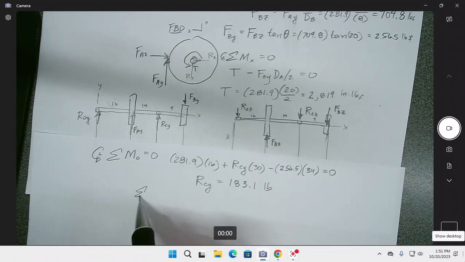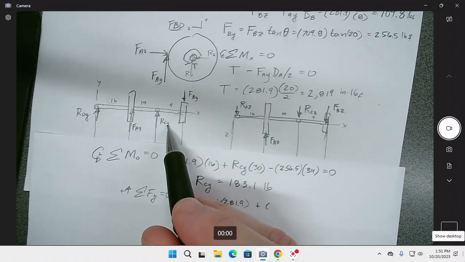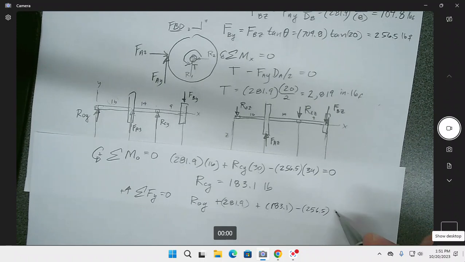So we do the sum of the forces in the y direction equals 0. And then say that ROY, which is Roy, I like Roy, and then FAY, which is the 281.9, plus my reaction RCY, which we just found out was 183.1, and then minus my RBY. Ribby? I try to pronounce all these things.